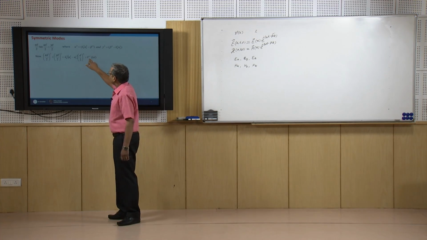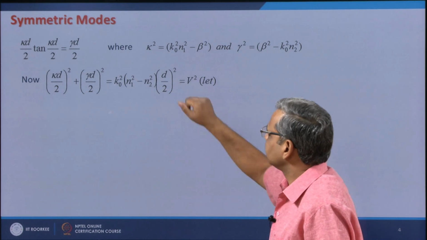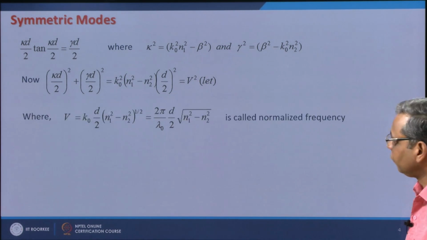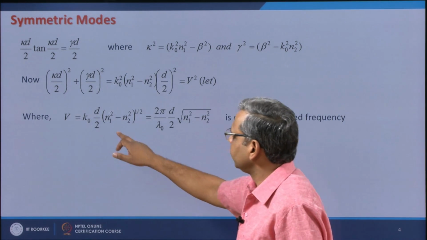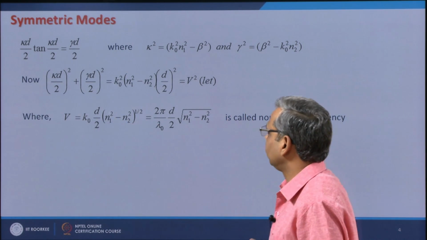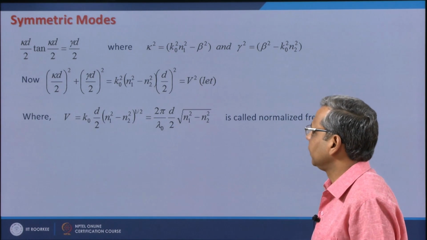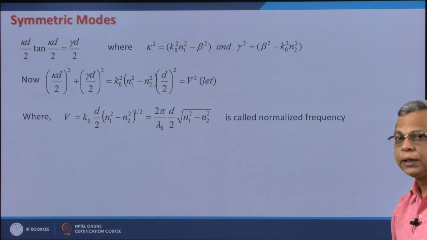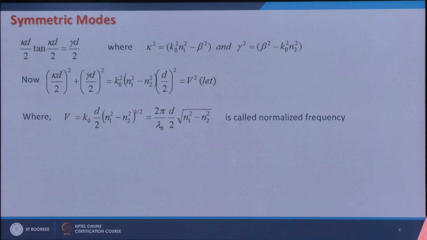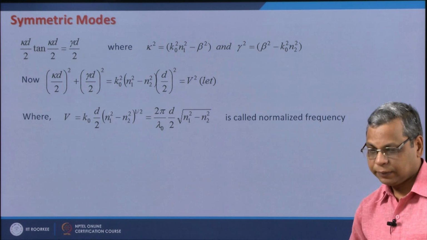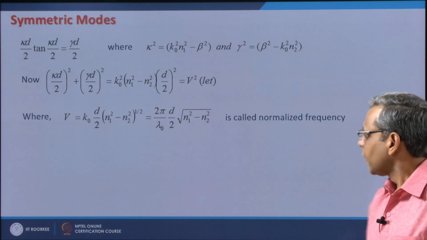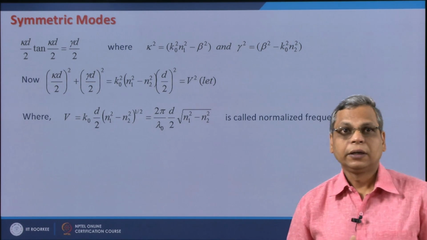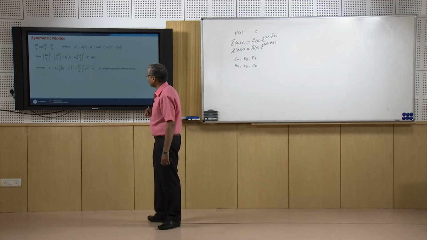So let me define this as V squared, where V is k naught d by 2 times square root of n1 squared minus n2 squared, or 2 pi over lambda naught times d by 2 times square root of n1 squared minus n2 squared, and this I call normalized frequency because it contains lambda in the denominator. So I call this normalized frequency, or generally also the V parameter.